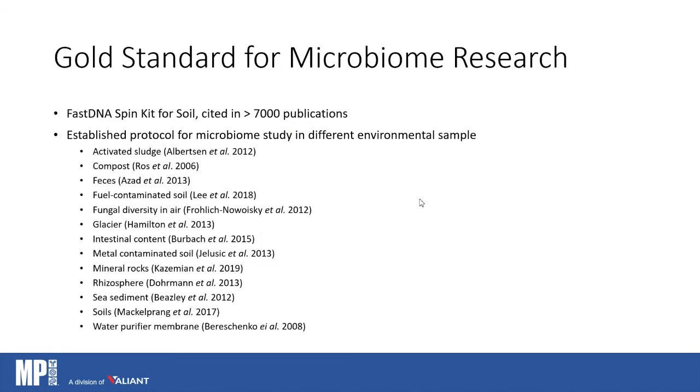As introduced, MPBio has a complete range of products to support microbiome study from sample preparation to DNA extraction. With more than 20 years of experience, we have earned our reputation as the gold standard for microbiome research, and particularly our top-selling kit, FastDNA Spin Kit for Soil, has accumulated more than 7,000 citations, and it has been extensively tested and demonstrated its ability to extract DNA from all kinds of environmental samples, which include activated sludge, contaminated soil, intestinal content, feces, and many more.